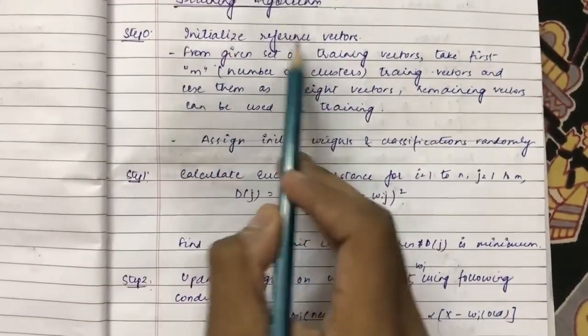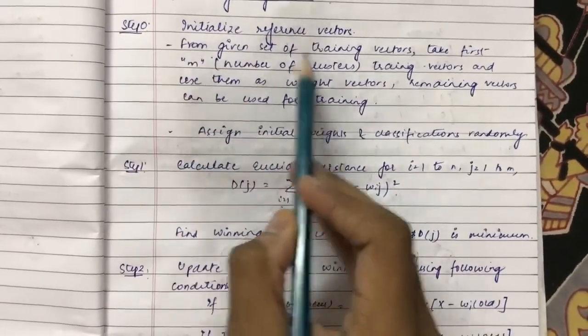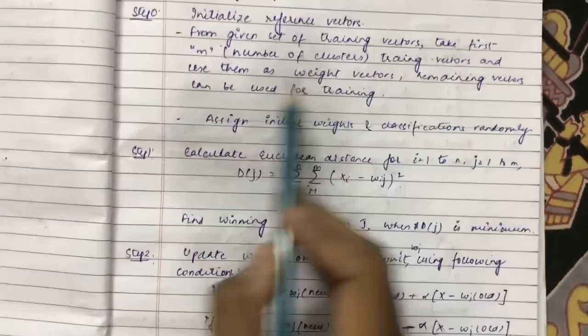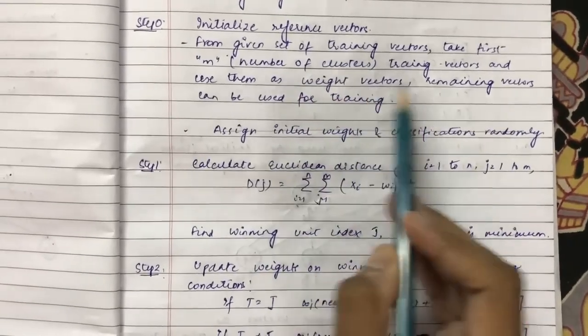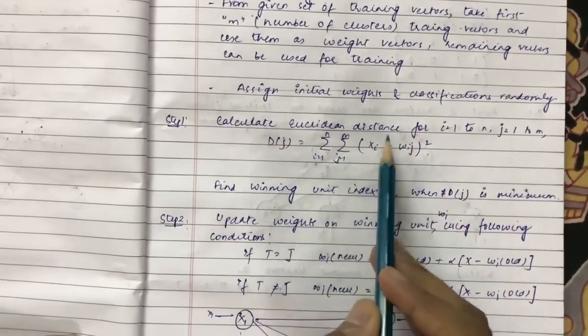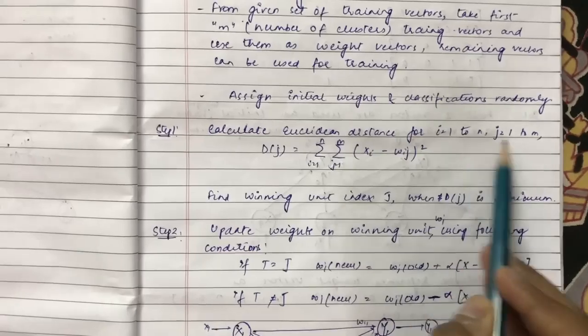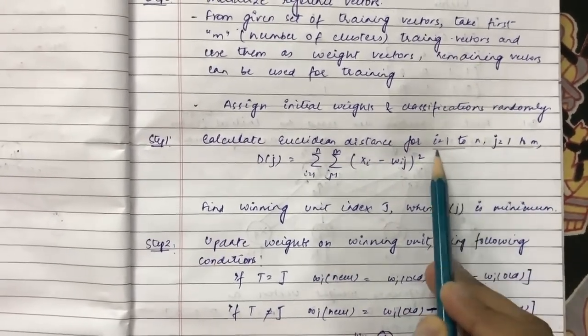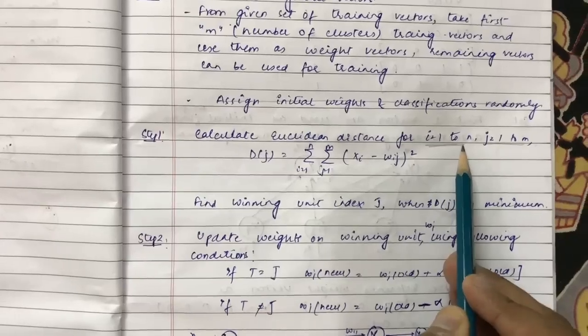Step 0 is to initialize the reference vectors. From the given set of training vectors, take the first m, that is the number of clusters, training vectors, and use them as the weight vectors. The remaining vectors can be used for training. Step 1 is to calculate the Euclidean distance for i equal to 1 to n, j equal to 1 to m, where j represents the number of clusters and i represents the number of input vectors.